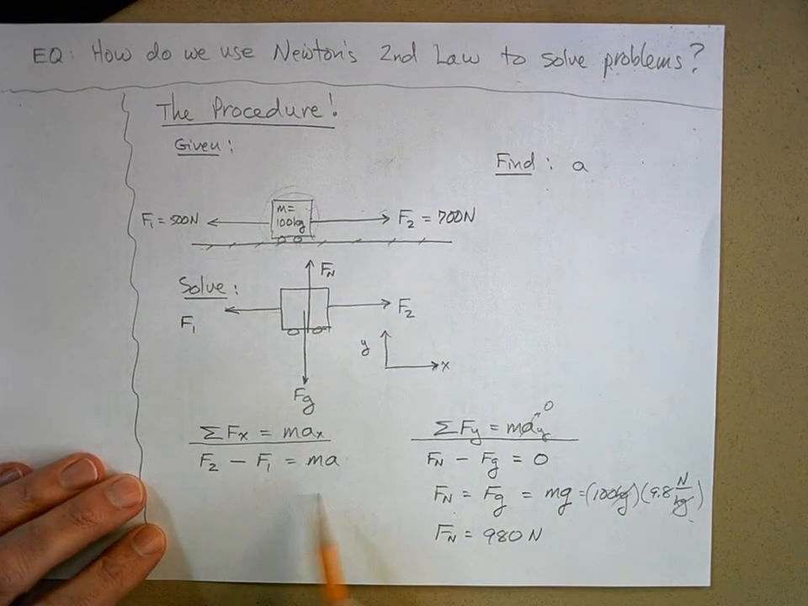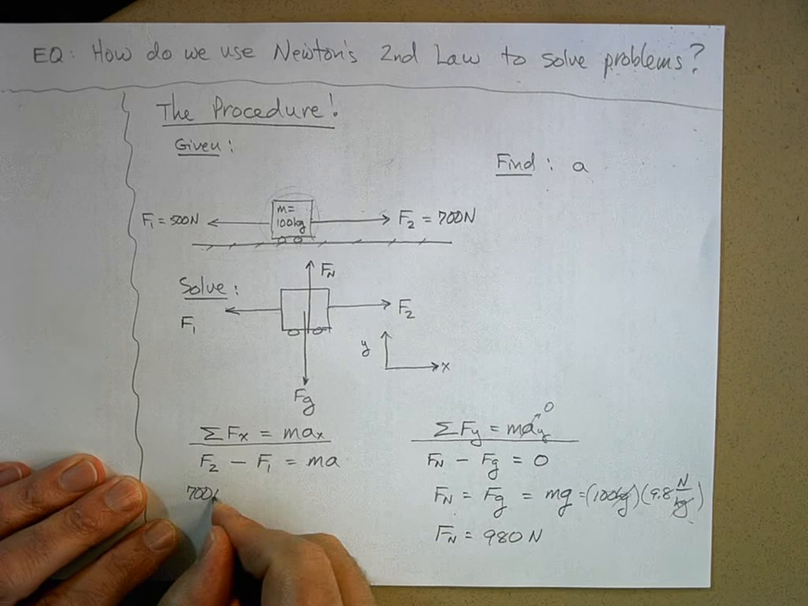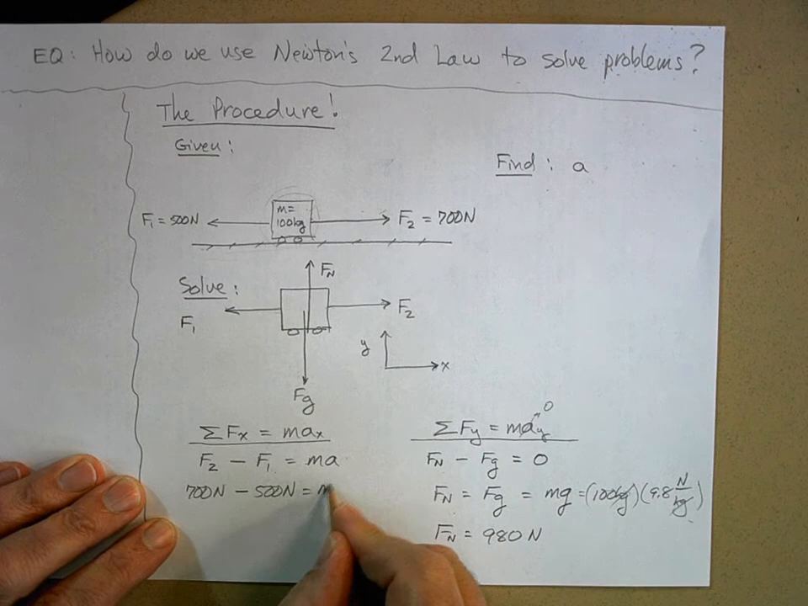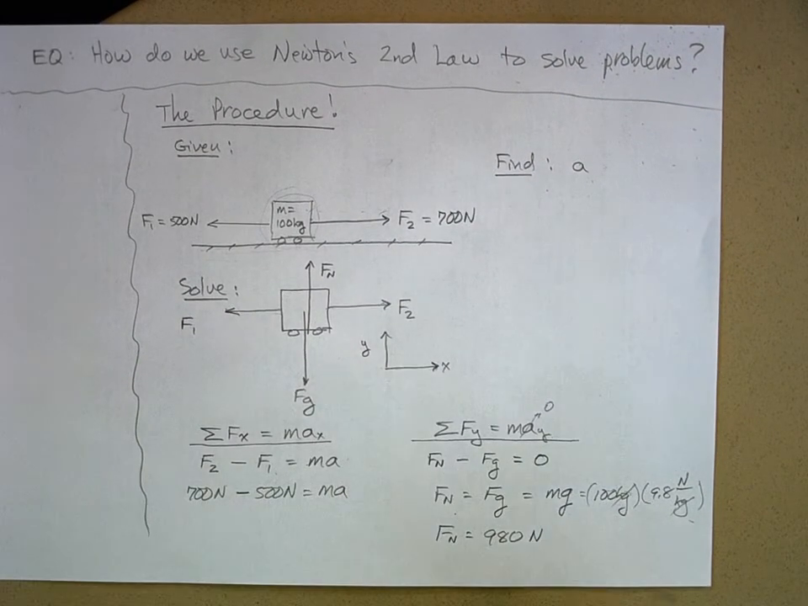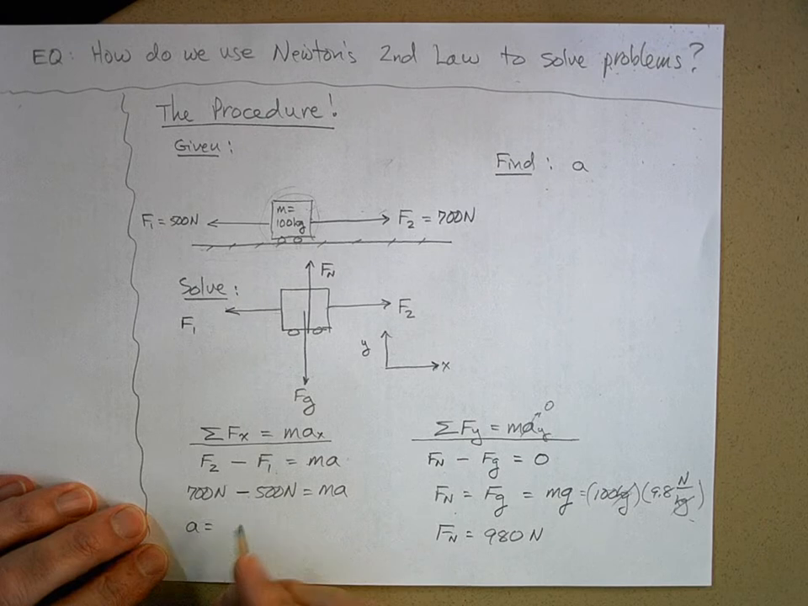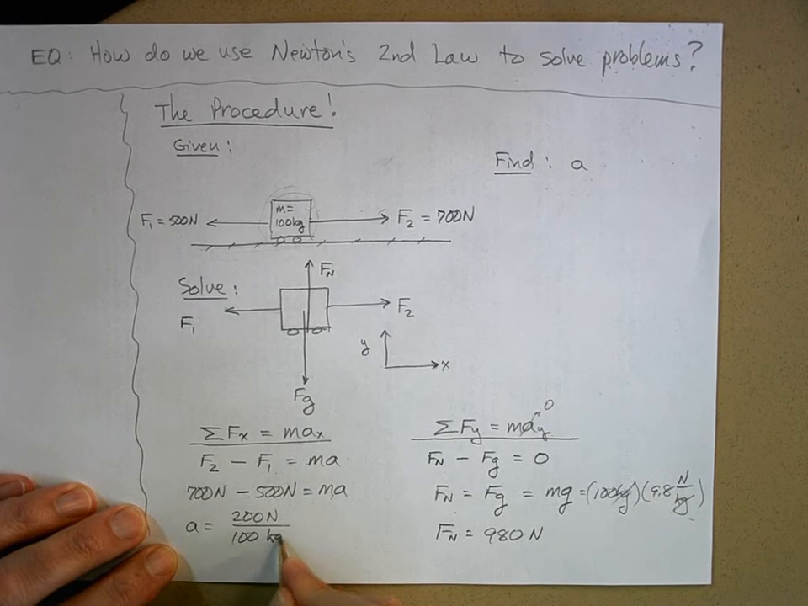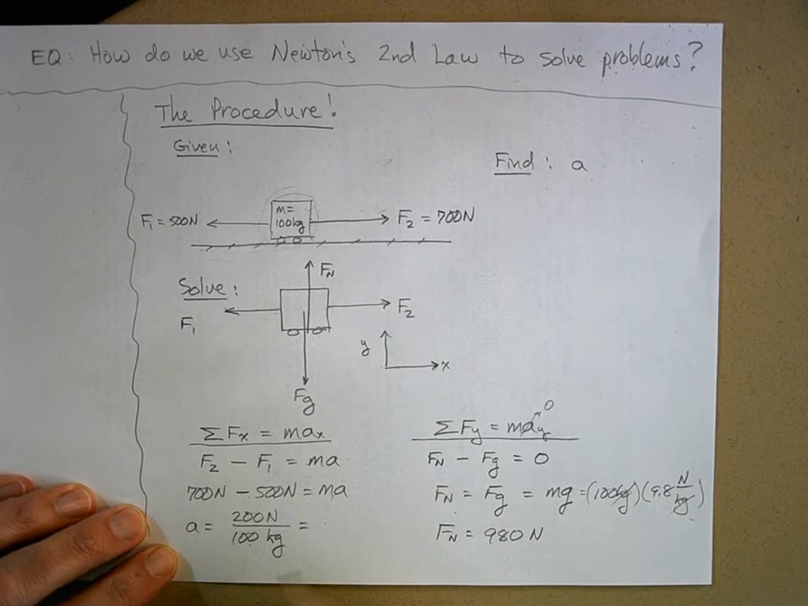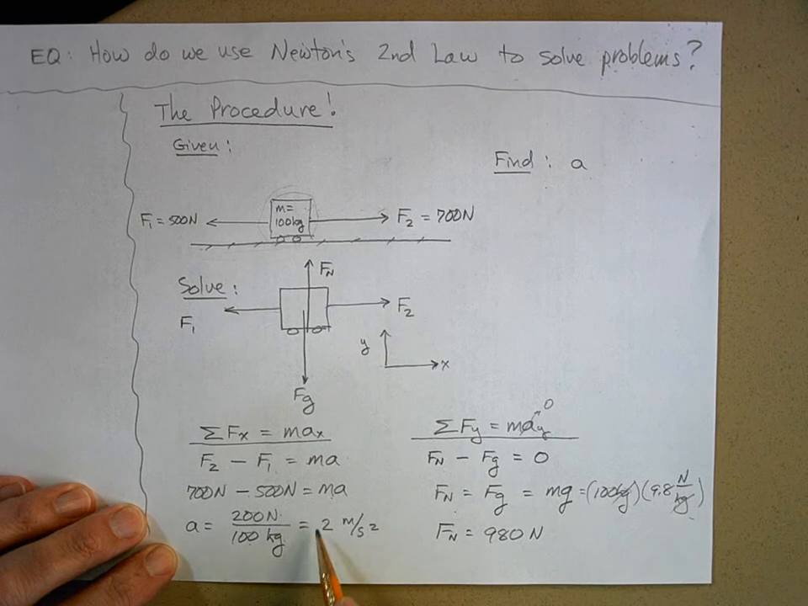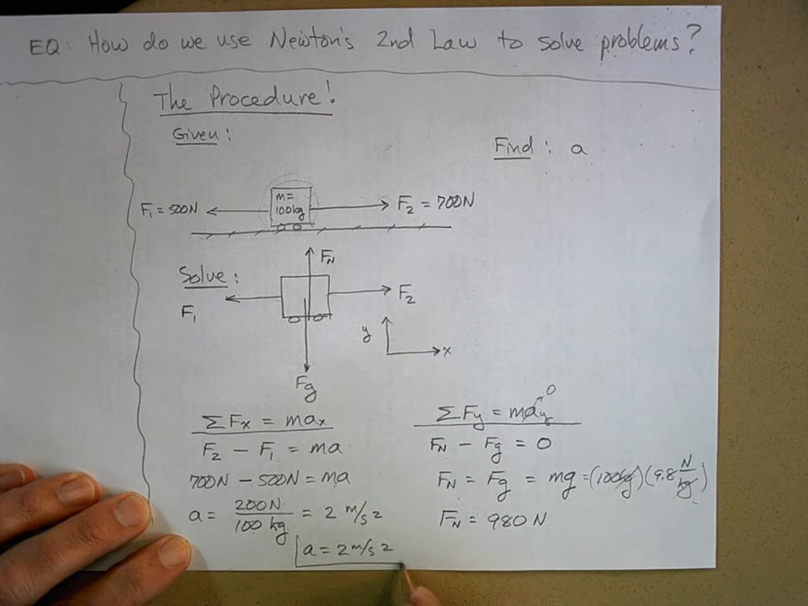Now, let's look in the x direction. This is 700 newtons minus 500 newtons equals ma. Now, I can solve for a. A equals, what is 700 minus 500? 200 newtons divided by the mass, which is given to be 100 kilograms. So 200 divided by 100 is 2 meters per second squared. A newton divided by a kilogram gives you meters per second squared. So you can say, oh, my answer is a equals 2 meters per second squared. All right.